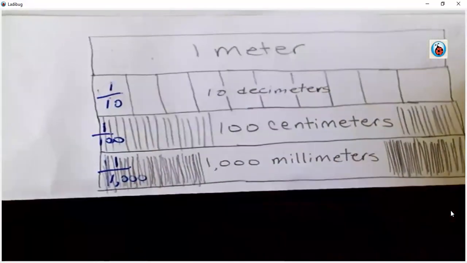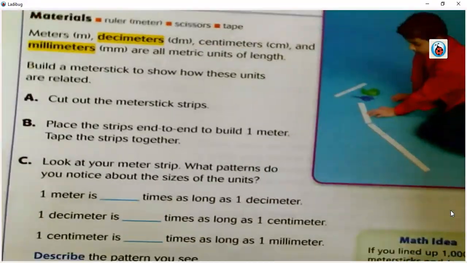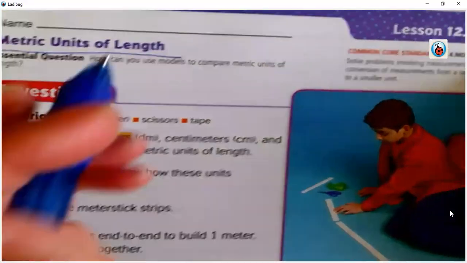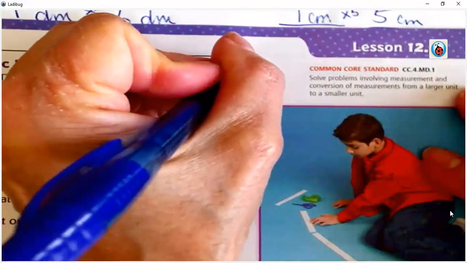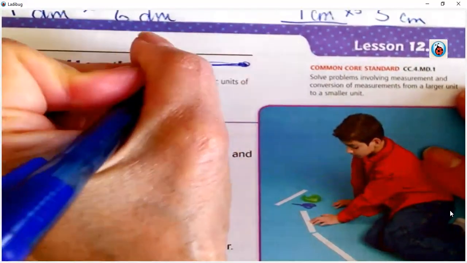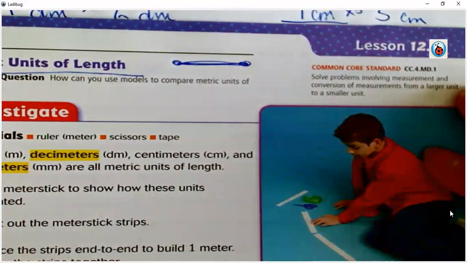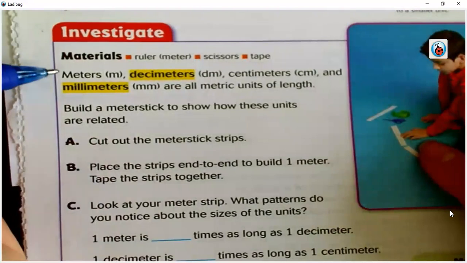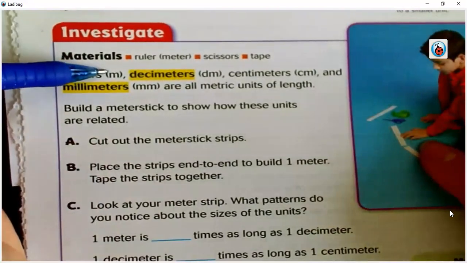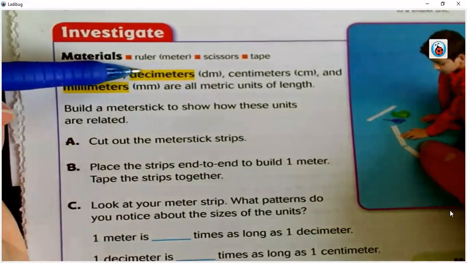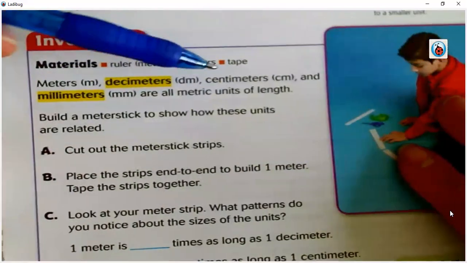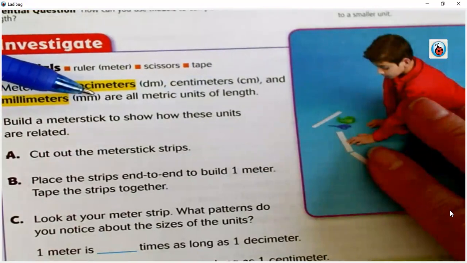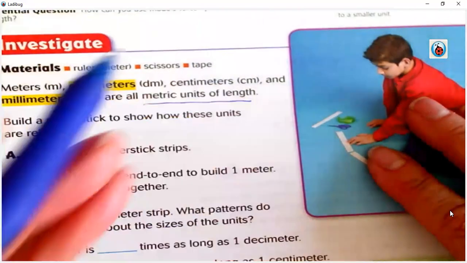So today we're going to do measurement of length and metric units of length. Of course, we're talking about basically a straight line, right? We're measuring from point A to point B, as in a line segment. So let's look real quick at some of the vocabulary. We have meters, represented by a small m, decimeters, dm, centimeters, cm, and millimeters, mm. And these, again, are all metric units of length.